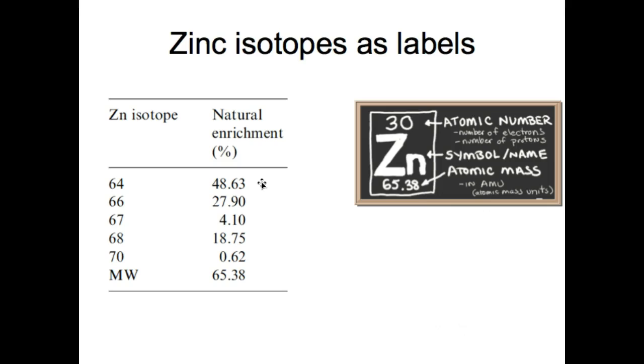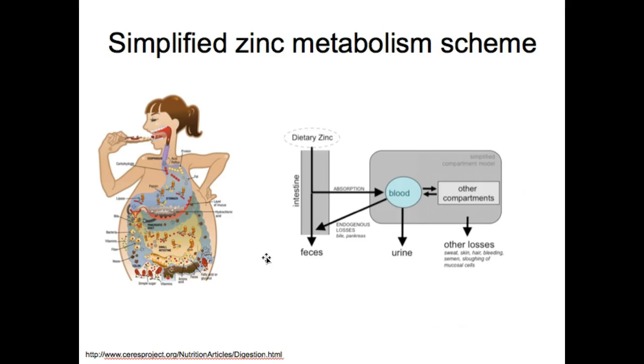Others are very rare, like the zinc isotopes 67 and 70. These two rare isotopes can be used as tracers. To illustrate the technique for measuring zinc absorption, I will use the simplified model of zinc metabolism.